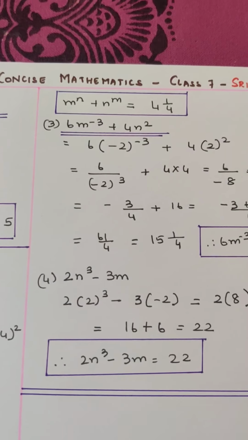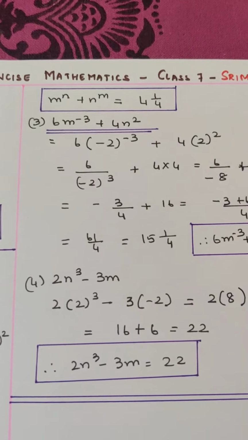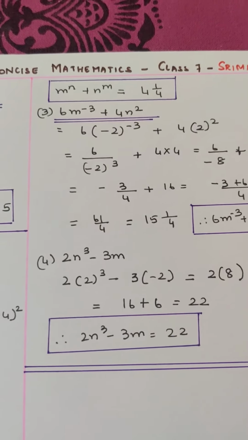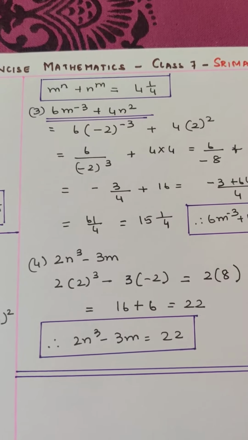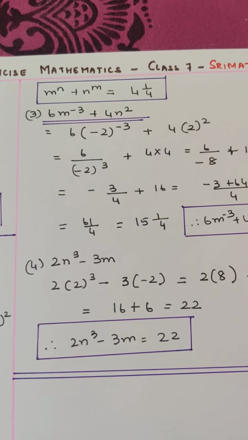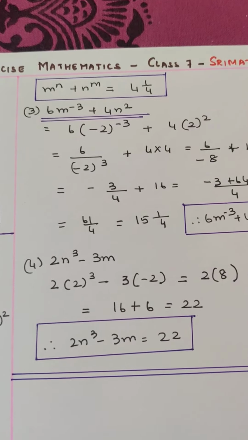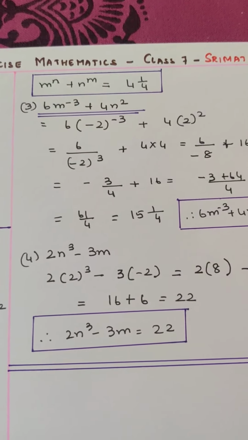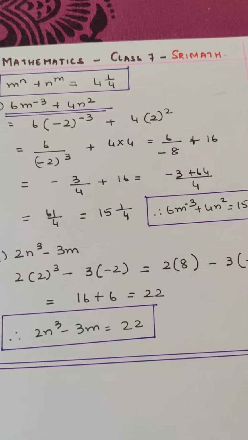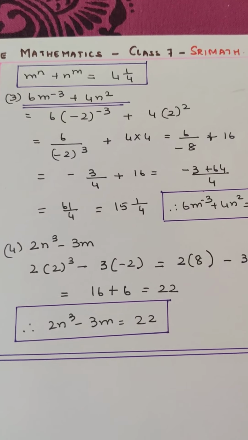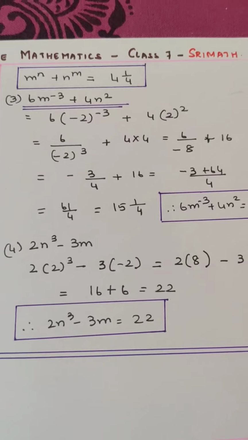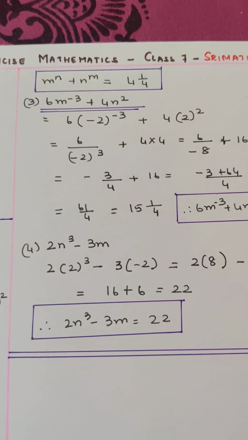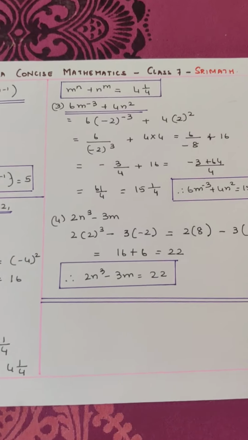Next one, 6m to the power of minus 3 plus 4n to the power of n square. Here you have to just substitute for m and n. 6 into minus 2 to the power of minus 3 plus 4 into 2 to the power of 2. So 6 by minus 2 to the power of 3, okay, because it's minus sign, plus 4 into 4, that's equal to 6 by minus 8 plus 16. So that becomes minus 3 by 4 plus 16. The LCM is 4. So you get minus 3 plus 64 by 4. You get 61 by 4. That is equal to 15 1 by 4.